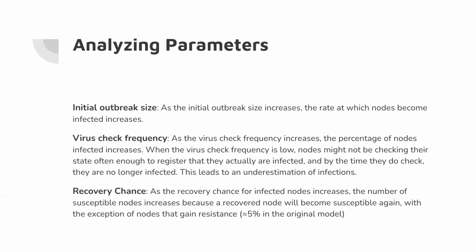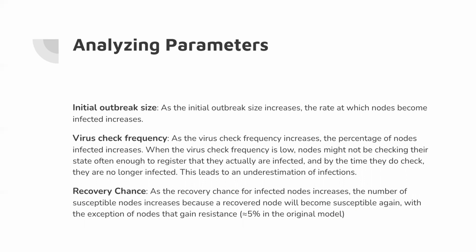And one of the more interesting parameters is the virus check frequency. So we found that as the virus check frequency increases, basically that just means how often a computer is checking itself, its status, whether it's infected or not, how often a person is getting a COVID test, for example. So as that frequency increases, the percentage of nodes infected increases.